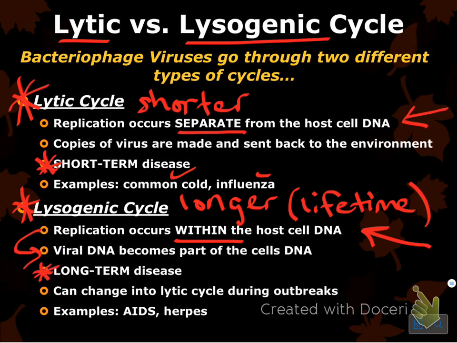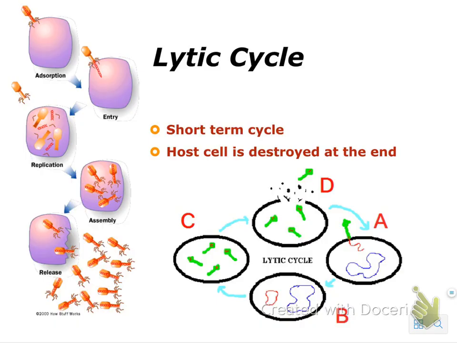It's a long-term disease. And when you go into outbreaks, such as if someone has a herpes outbreak, the DNA that was in the cell goes out on its own and then goes and infects cells like the lytic cycle does. So that's why people with AIDS or herpes tend to have outbreaks, or they have some good days and bad days, because it's very unstable. The cells are very unstable that have this DNA.